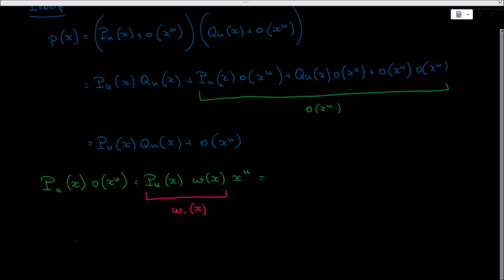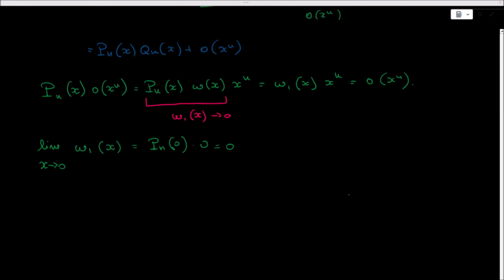So what is the limit when x goes to 0 of omega 1 of x? Well, omega 1 of x is the product of a continuous function, Pn of x. This is just a polynomial, so it is continuous. So this becomes basically Pn of 0.